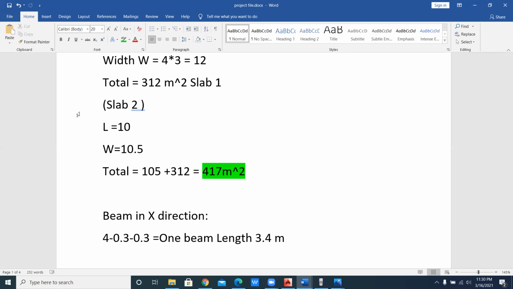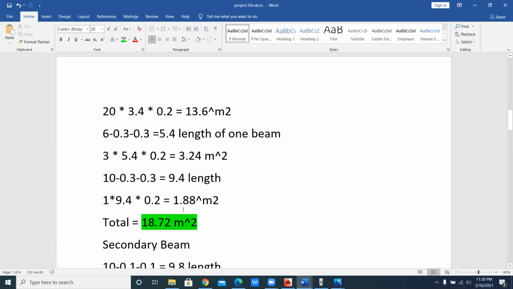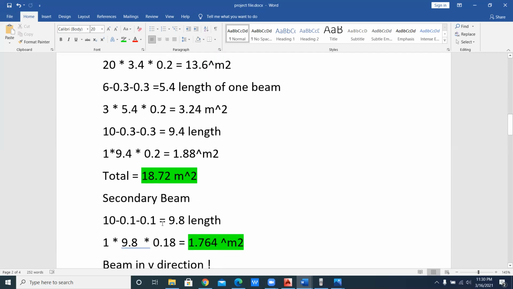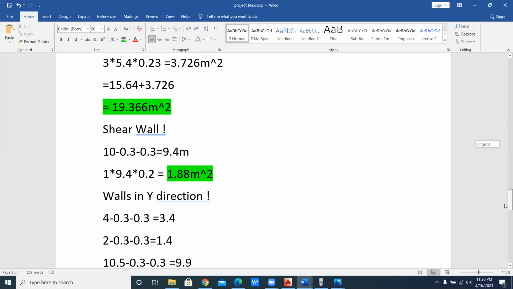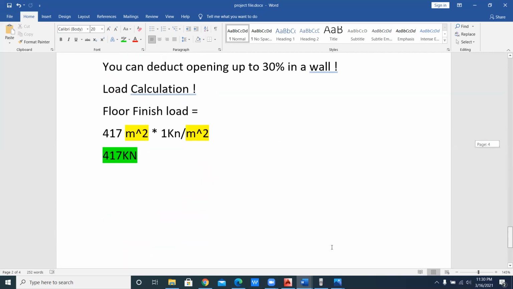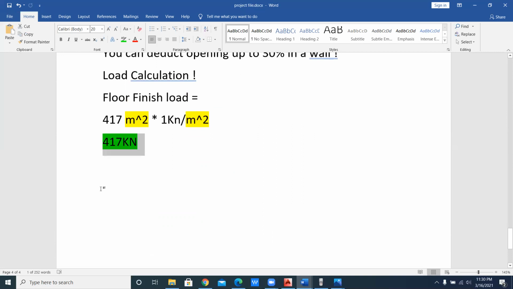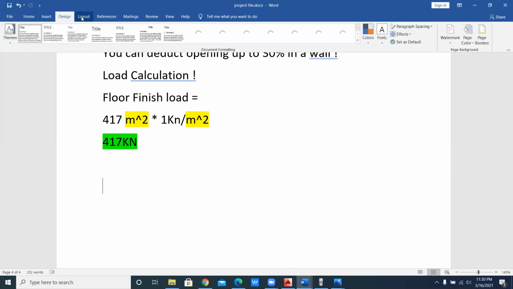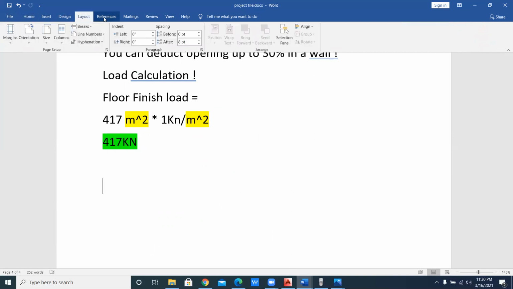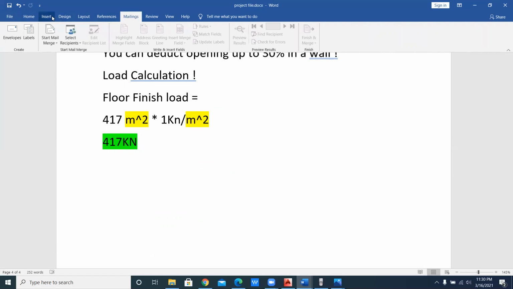So the other thing is that you have to make the table. You have to make the table area. You have to first of all make the table. So you need here table design, layout and references, the mailing.